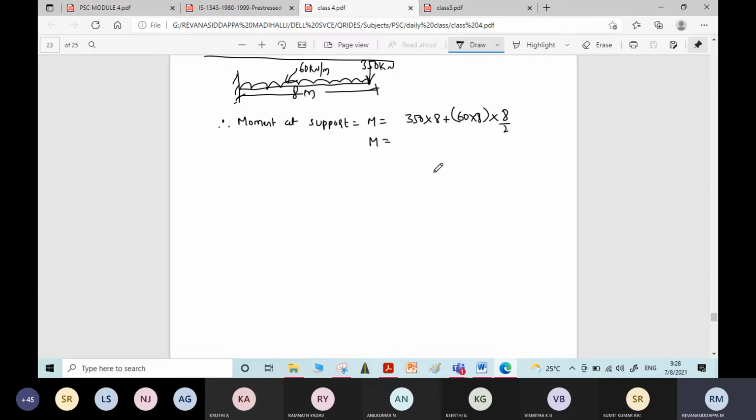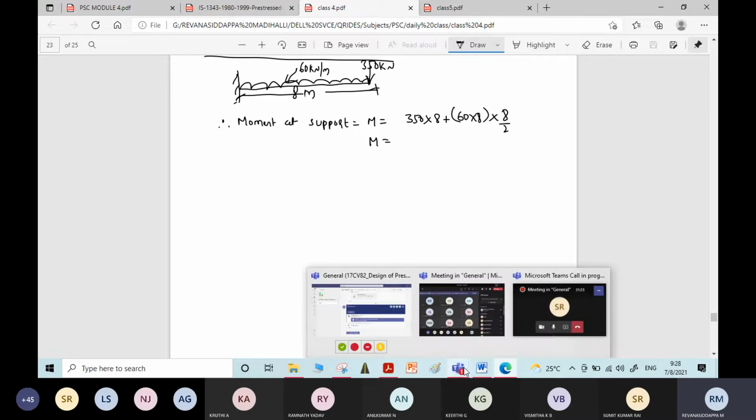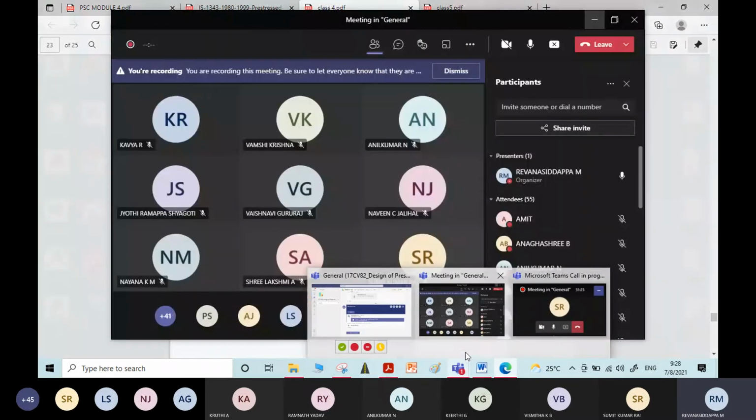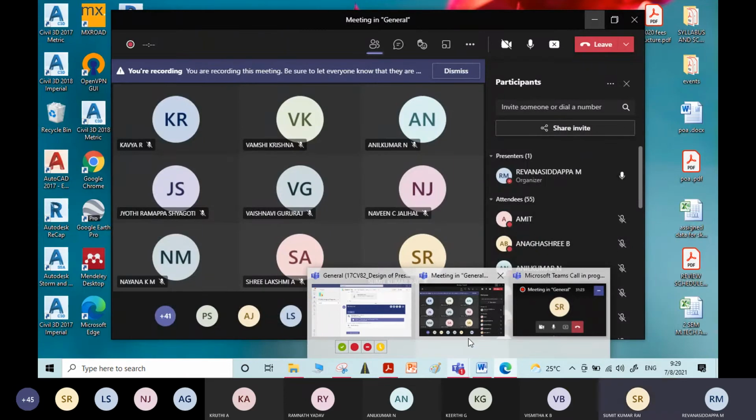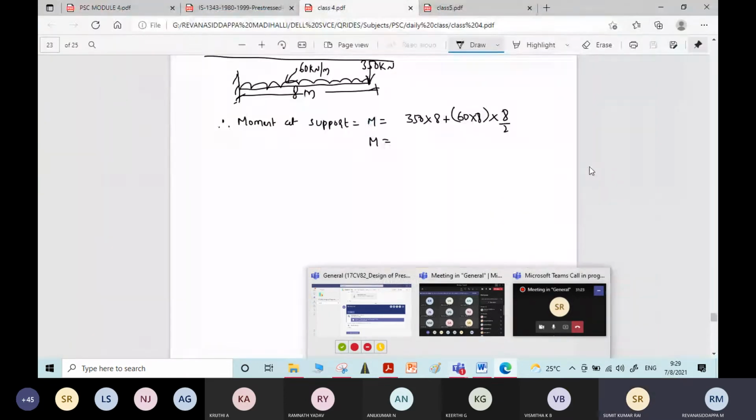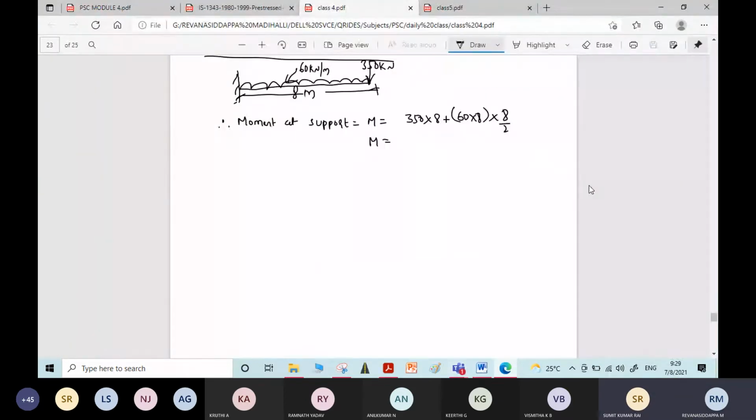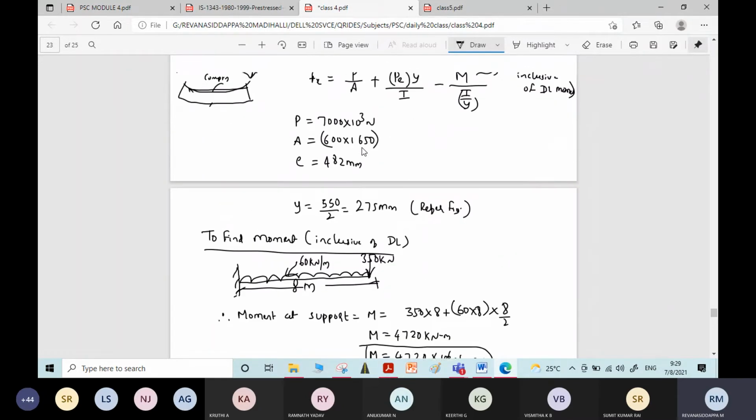What's the answer? 4720 kilonewton meter, sir. Yes, 4720 kilonewton meter. Okay, in terms of Newton millimeter, M is equal to 4720 into 10 power 6 Newton millimeter. Okay, now all the required parameters are known.